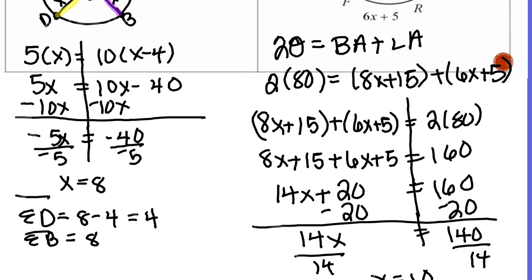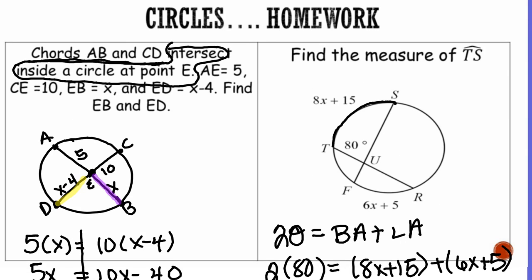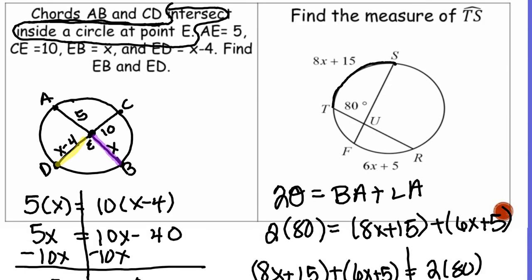Now let's make sure we answer the question. Now it said find the measure of TS. So to get TS, what you need to do is 8 times 10 plus 15, arc TS, and we get arc TS to be equal to 80 plus 15, which is 95. And we're going to say that is 95 degrees. Alrighty, let's keep going.